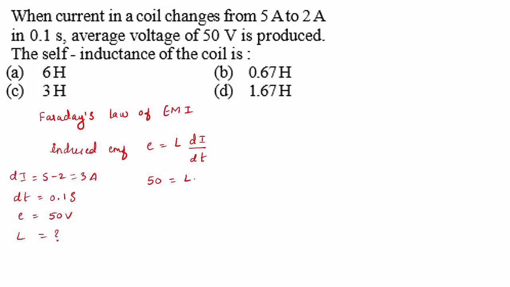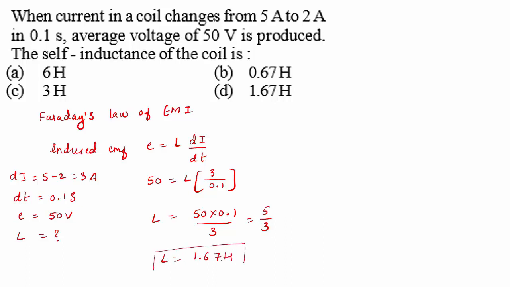Substitute all the values in the given equation. 50 equal to L into 3 divided by 0.1 second. So L equal to 50 into 0.1 divided by 3, so we can write 5 by 3. 5 by 3 is equal to 1.67, and the SI unit is Henry. So L equal to 1.67 Henry, that is option D is right.